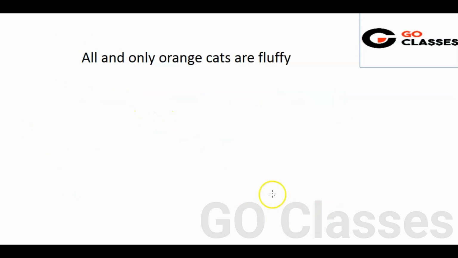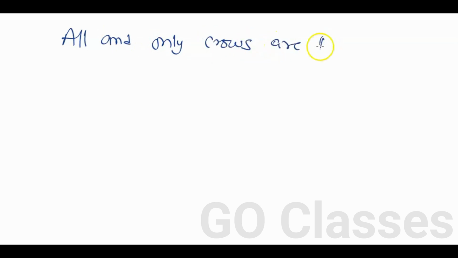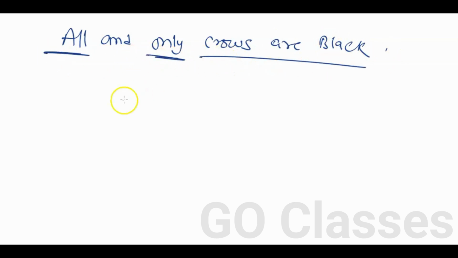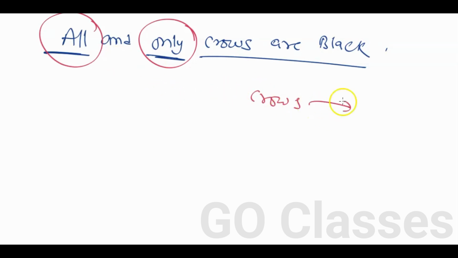Next, let's see this template. All and only crows are black. What does it mean? It means that first of all, crows are black. Second, only crows are black. So remember, this means all crows are black and only crows are black. It means if something is black, then it is crow, and if it is crow, then it is black. All crows are black means if it is crow, then it is black. Only crows are black means if it is black, then it is crow.